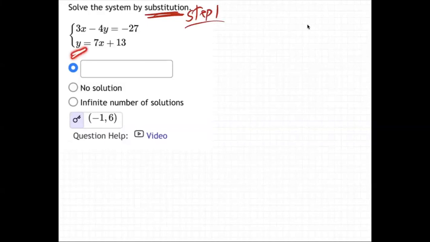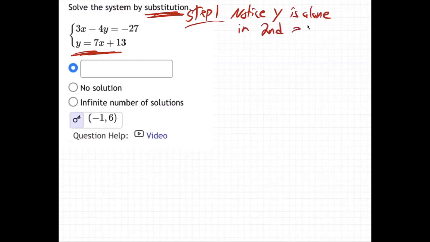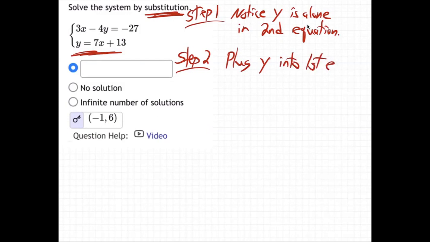see how y is already alone right here? Step one is really just to notice y is alone in the second equation. When you've already got one letter alone in one equation, you're going to plug that into the other equation. So step two is going to be to plug y into the first equation, meaning y equals 7x plus 13.